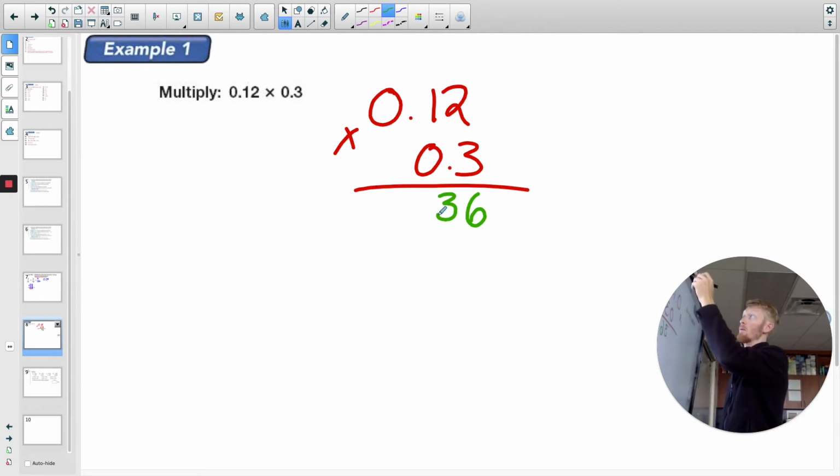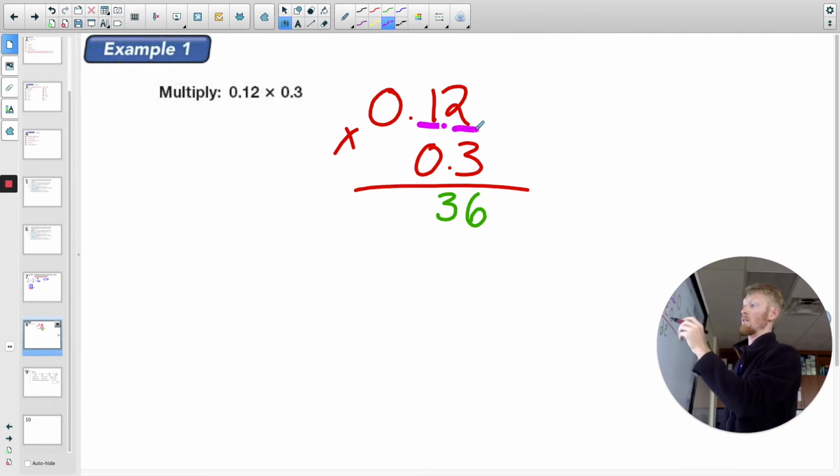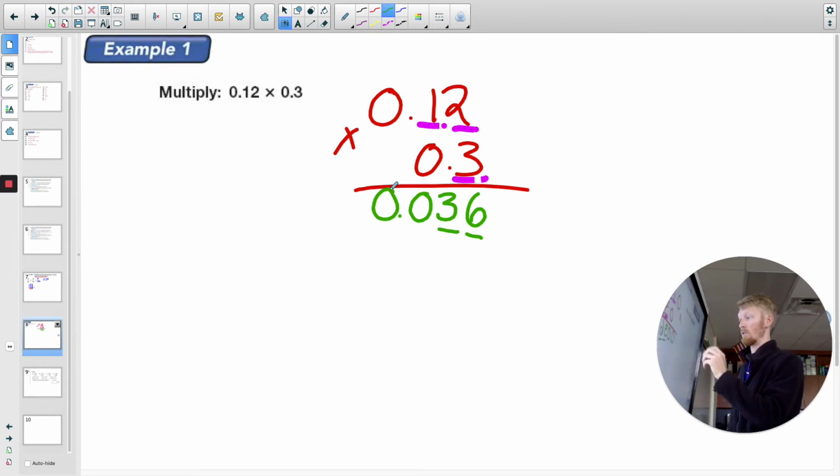Now you need to count up how many decimal numbers did you have at the start. We have 1, 2 here, 3 here. So 3 total decimal spots, which means you need 3 decimals in your answer. So I have 1 here, 2 here. This is where I need to add my 0 placeholder so that I have 3 decimal spots in my answer. So 0.036 would be my answer.